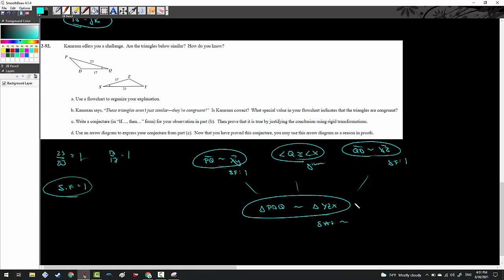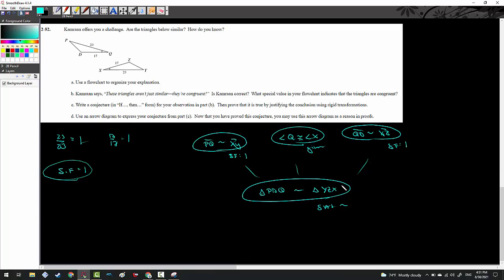Now it says, Kamran says these triangles aren't just similar, they're congruent. Is he correct? Yes, he is. The triangles are congruent, and the reason you would know that is because of this quality right here. The scale factor is equal to 1. And when you multiply something by 1, you get no change, right? So that would be why the triangles are congruent.